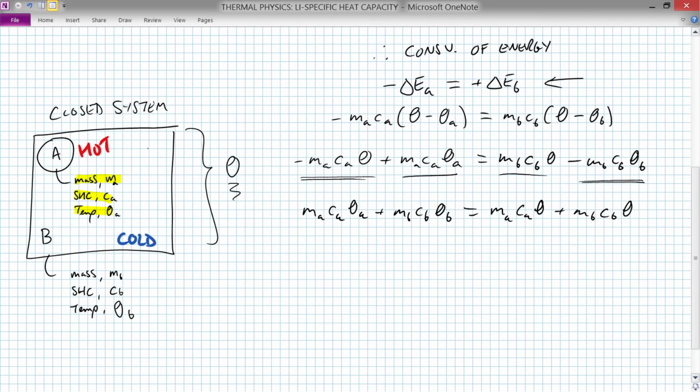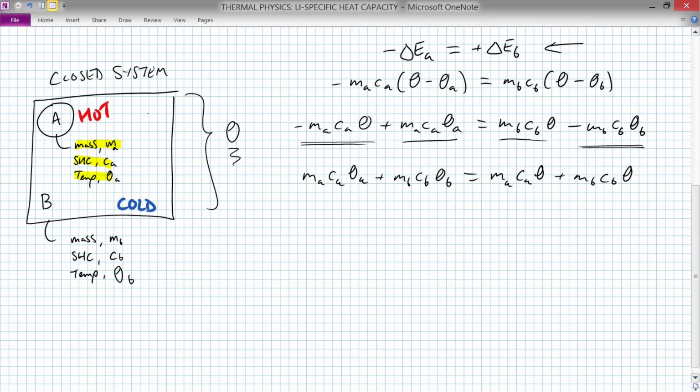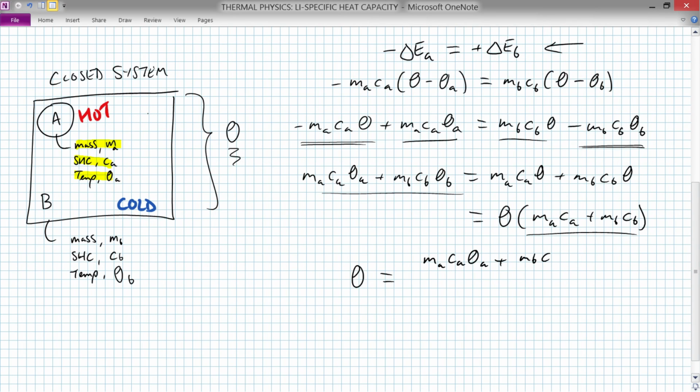And now I can collect terms. Again, we're interested in only the final temperature, so that's going to be theta, and I can collect terms MA CA, so I've just pulled out a common factor, MB CB. This side of the equation remains the same, so the final step then is just to divide both sides by this term, which will give me the final answer of theta is equal to MA CA theta A plus MB CB theta B, all divided by this term, so the mass multiplied by the specific heat of each in addition to each other. So that's our final equation.